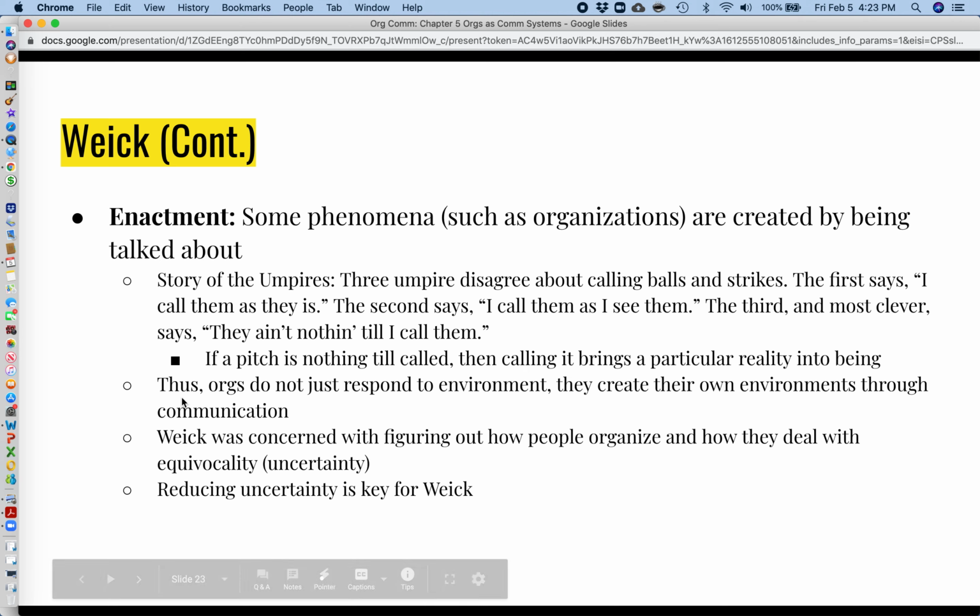Now, the idea here is that if a pitch is nothing till you call it, then calling it defines the pitch, right? It brings a particular kind of reality into being. So even if a pitch is high and outside, if it's called a strike, it's still a strike, right? To some extent, what Weick is saying here is that what we decide to call things, the way we decide to make sense of them, defines them in a way. We decide our reality to some extent, right?